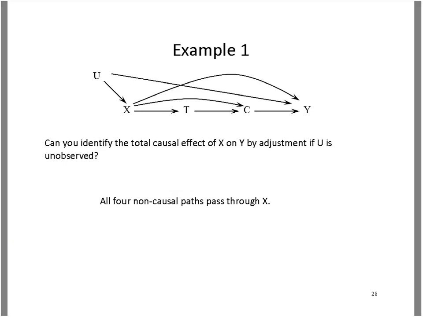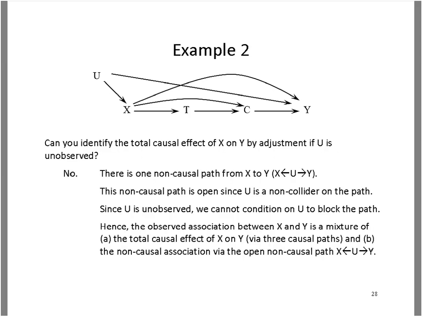Now we could ask a different question of the same DAG. We could ask, can we identify the total causal effect of X on Y if U is unobserved? Now here you'll note that there are 3 causal paths from X to Y: X to Y, X to C to Y, and X to T to C to Y. And these together give us the total causal effect. And then there's one non-causal path from X to Y. That path is X, U, Y. Can you identify its causal effect? No, you cannot.